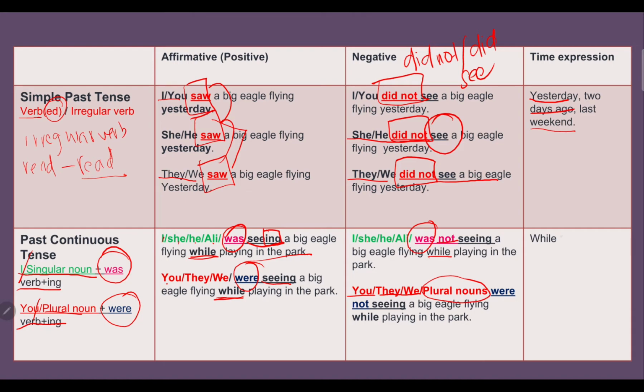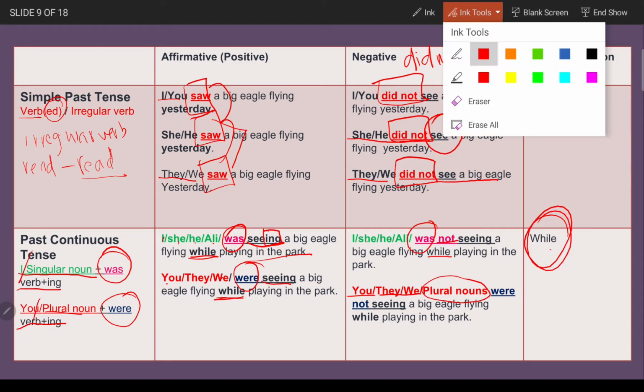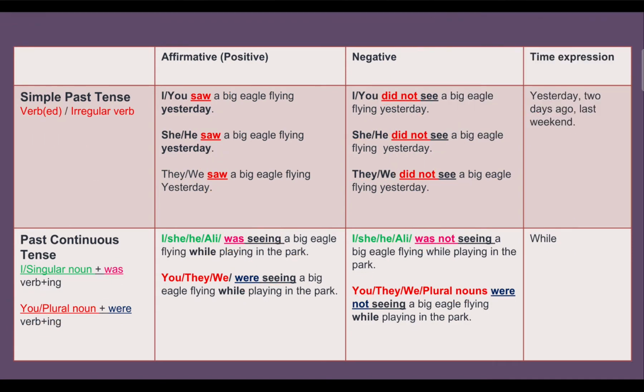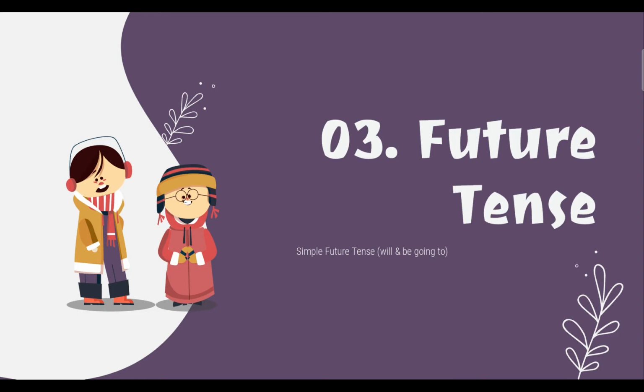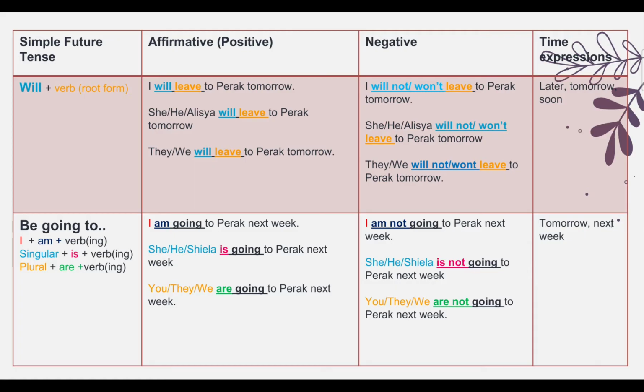So for the time expression, we use while. Okay, so that is all for past tense. So let's take a look at future tense. We are going to cover will and be going to.